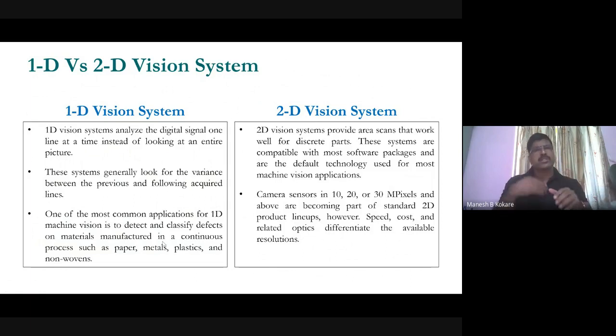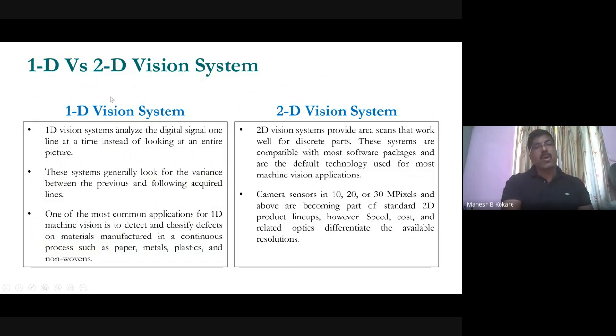Where we can use the 1D vision system is particularly for detecting faults or defects in material manufactured in a continuous process. For example, a paper manufacturing company, or a metal manufacturing company, or plastics, or even textile industries when you are manufacturing clothes. Everywhere the quality should be the same. So this is checked line by line, and if there is a defect, it is immediately detected and corrected, and you can control the quality of the product.